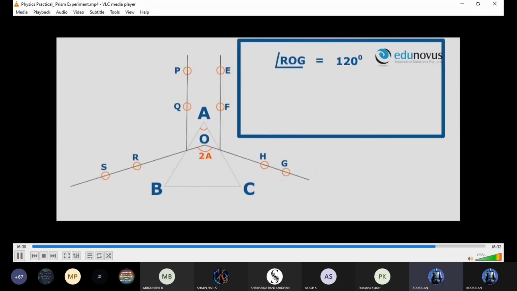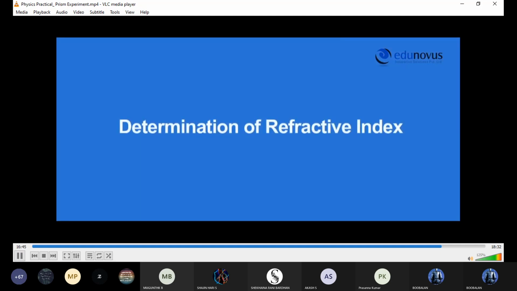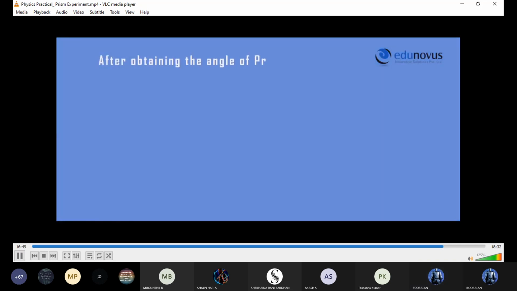What is the formula here? T is equal to 120 degrees and the angle A is equal to 120 by 2, which is 60 degrees. Therefore, the angle of prism is 60 degrees. Angle of prism A is equal to 60 degrees.